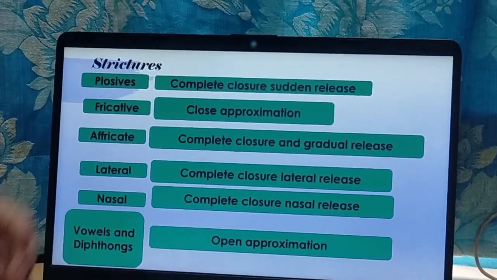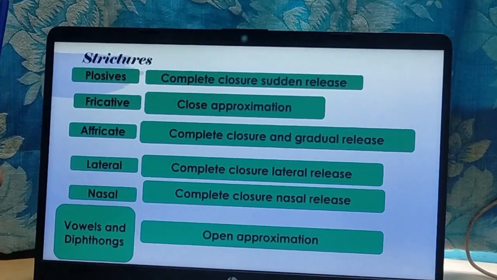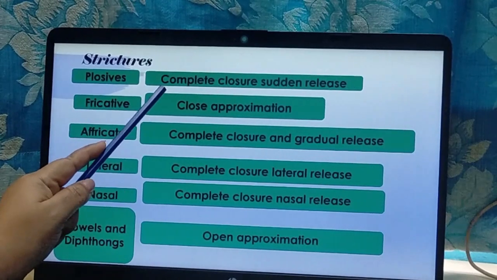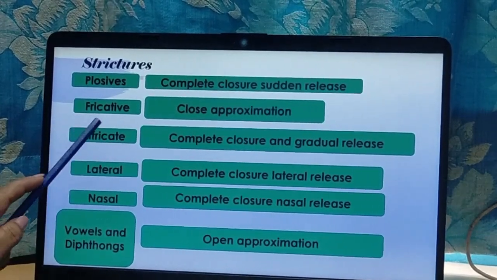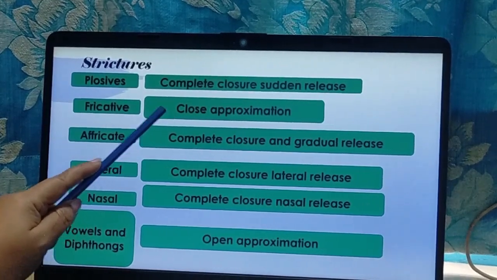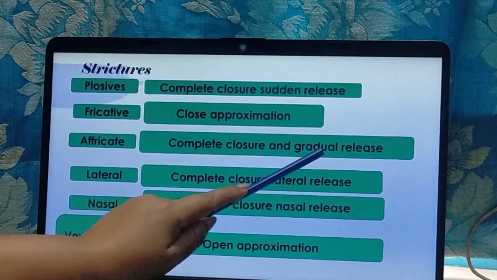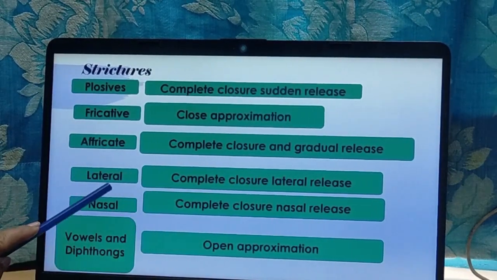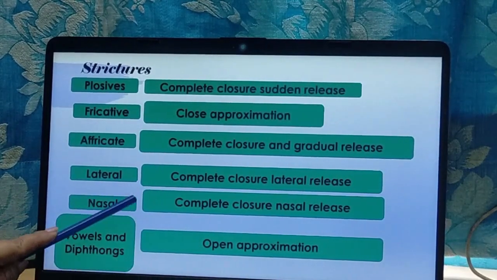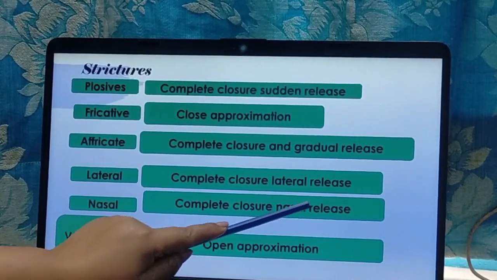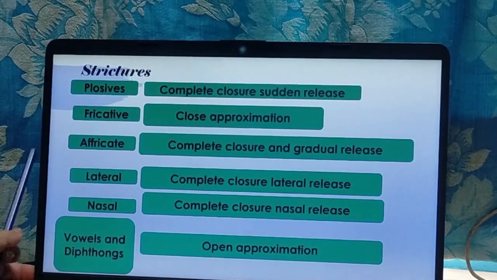We had dealt in detail with the strictures, so just to review what we had done already. What is the stricture of the plosive? It is complete closure, sudden release. The stricture of the fricative, close approximation. The stricture of affricate, complete closure and gradual release. Lateral, complete closure, lateral release. Nasal, complete closure, nasal release. And vowels and diphthongs, it is open approximation.